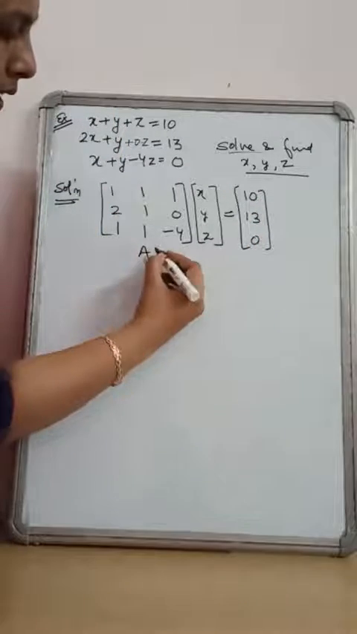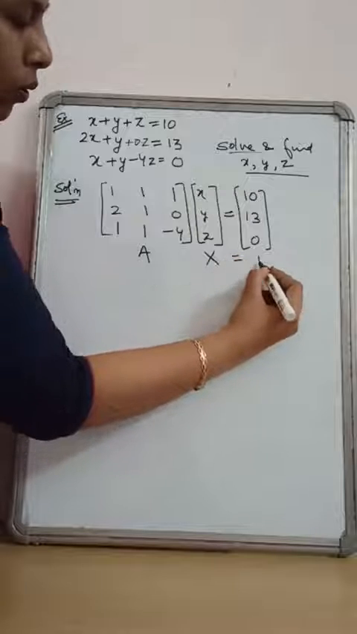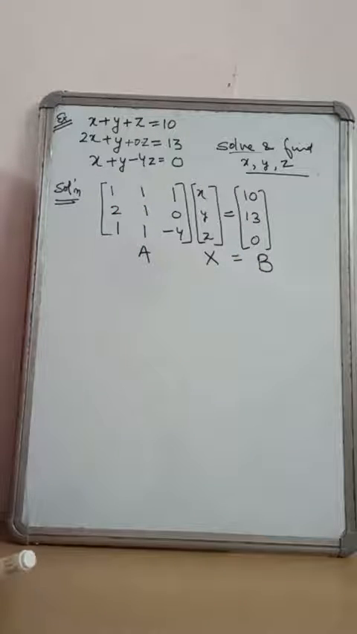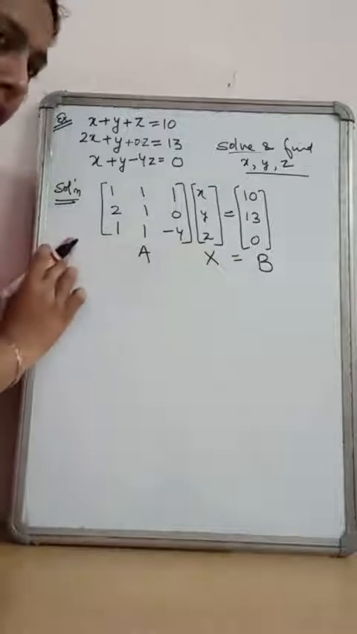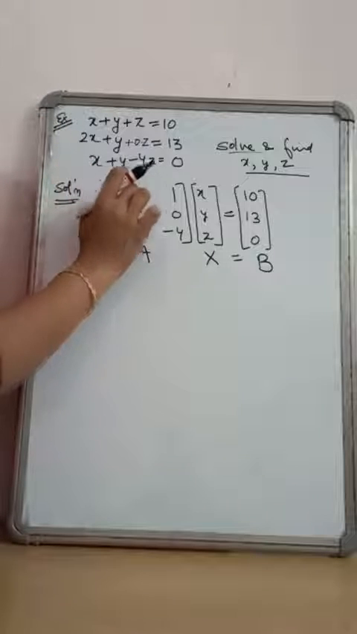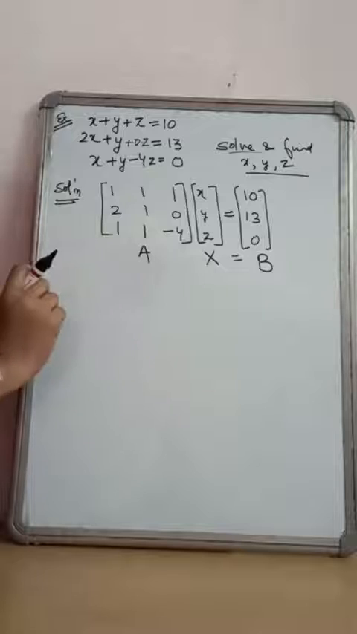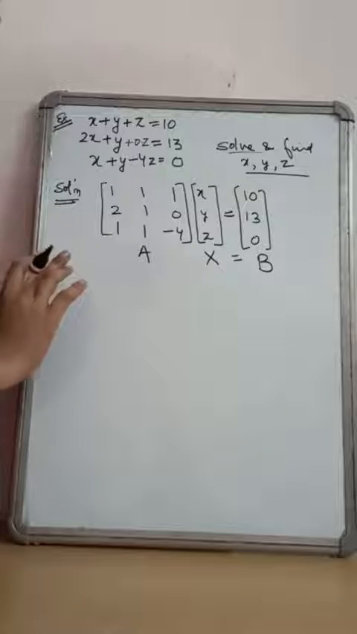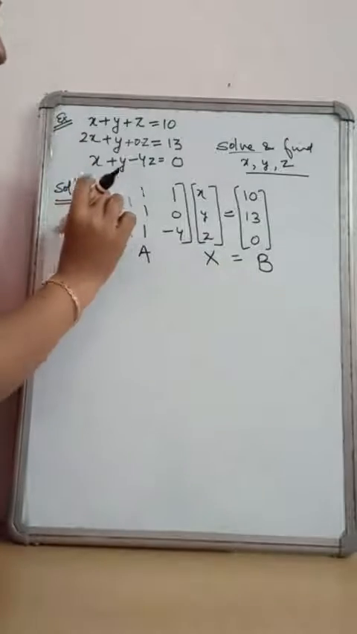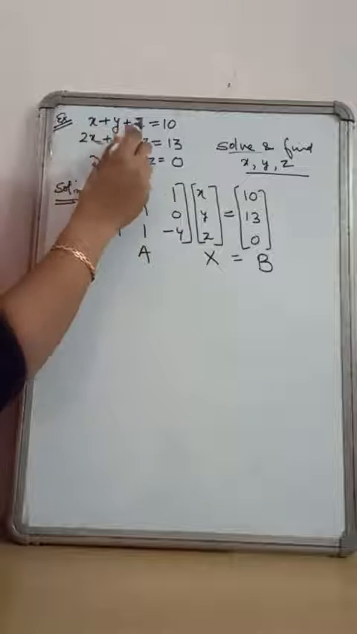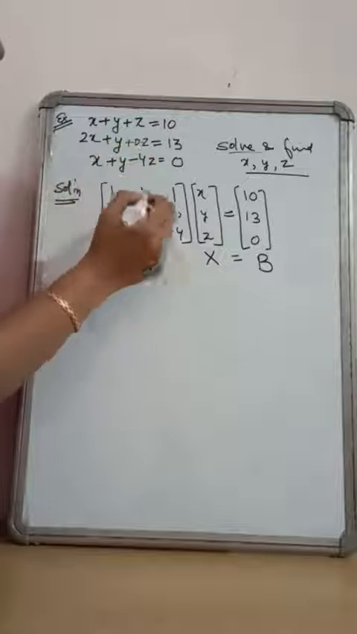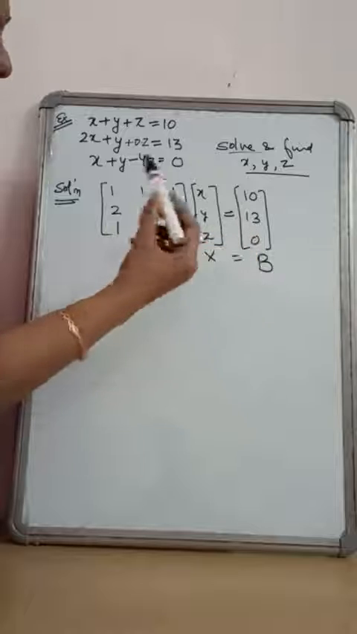This is your step 1. We will write it as AX equal to B. Is that clear? This is a very important step. Make sure you will write these coefficients very carefully. There should not be any mistake. Any single mistake will cause an error in complete question. So in the beginning, you are supposed to write the correct values. This is 1, 1, 1, 2, 1, 0, 1, 1, minus 4, x, y, z, 10, 13, 0.